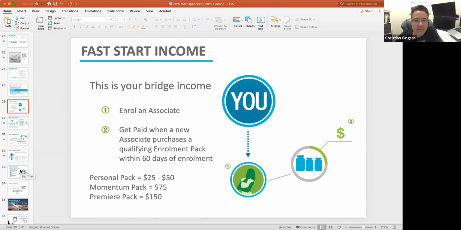Now the fast start income is part of the bridge income. Going back to the 3 different models we shared with you earlier, that's the one in the center. So when someone says, I want to be part of this business, they enroll, and we'll get into the enrollment fee in a minute. When they enroll, they have 3 options to start with. They can start with the Premier Pack, the Momentum Pack, or any of the personal packs that are available.